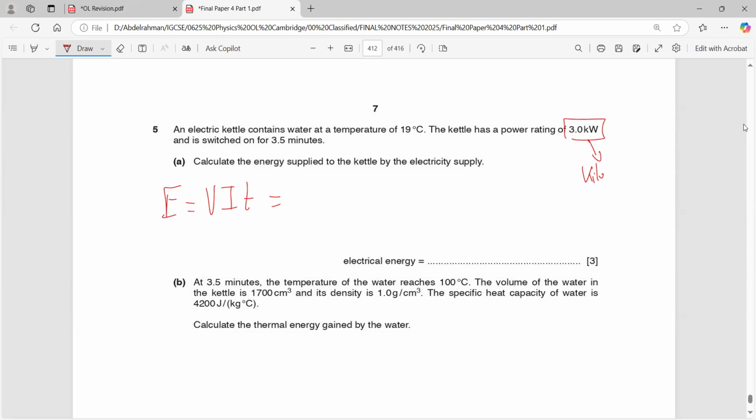Do you have a power? Yes, I have a power. Power times time. What is the power? 3 kilowatts, 3000 watts, times time, which is 3.5 minutes. So you have to convert it to seconds. This would be 630,000 joules, or you can say 630 kilojoules.